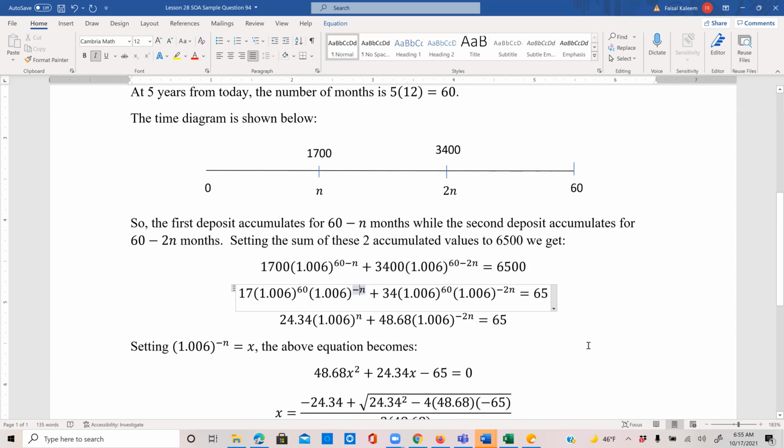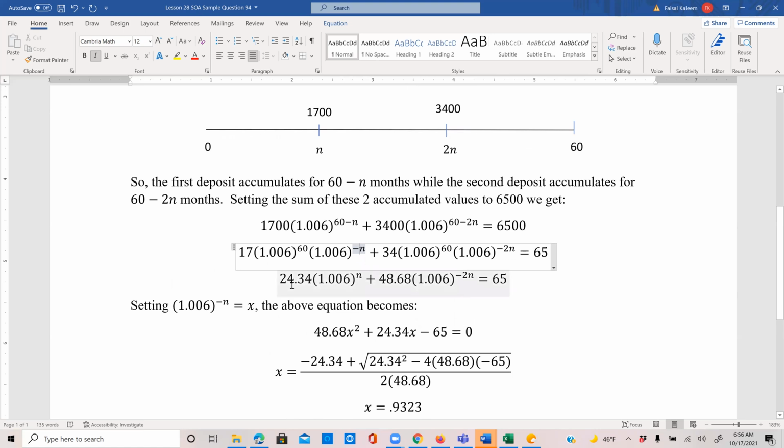And now, if we simplify all this expression, just leaving the 1.006 power negative n, the one term becomes 24.34, and the other term becomes 48.68. And now we can let 1.006 power negative n equal x so that it looks like a quadratic equation, the kind of form that we are familiar with. So we rearrange the terms. We write this one first because if the power negative n was x, then the power negative 2n would be x squared. So you get 48.68 x squared plus 24.34x, and we bring the 6,500 over to the left, so it becomes negative 65 equal to 0.